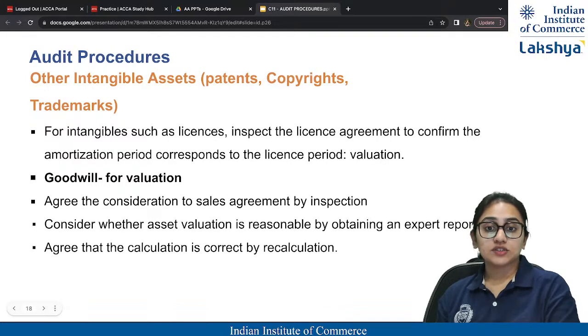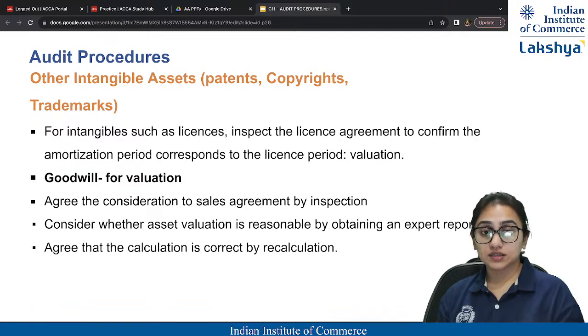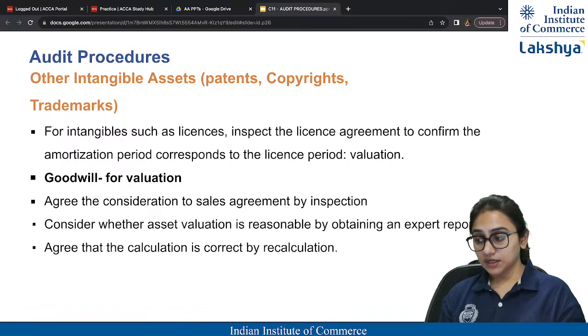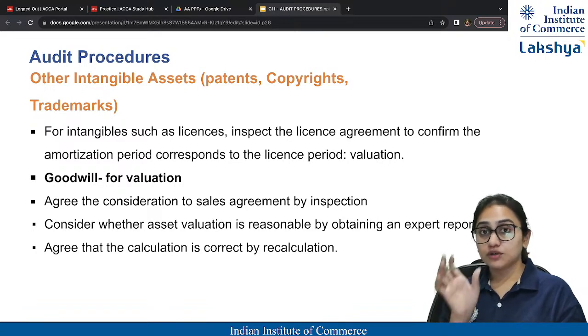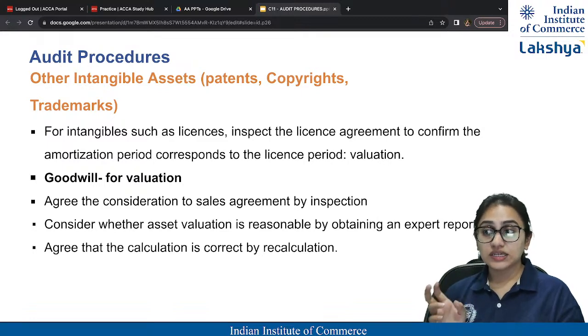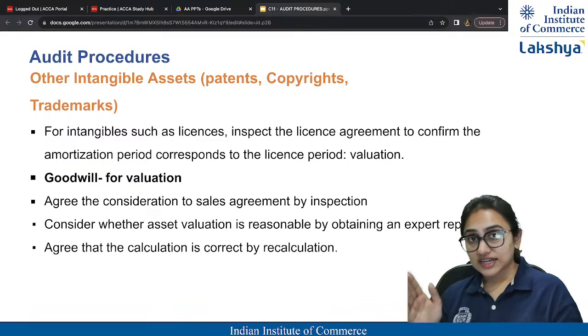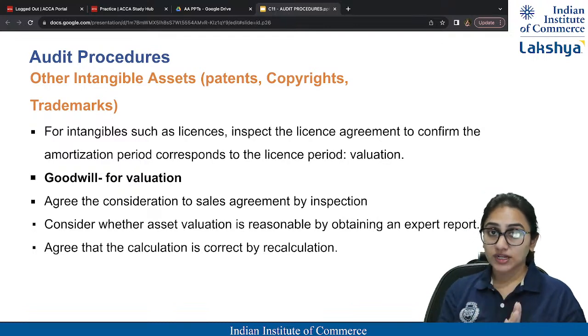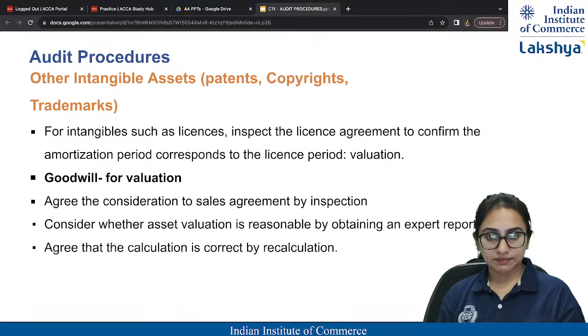For intangibles such as a license, inspect the license agreement to confirm the amortization period corresponds to the license period. Now, a license is something that you get for a specified period of time. You inspect the license record to see that the period that is given on the license and the period for which you have amortized it is the same. It has to be the same.